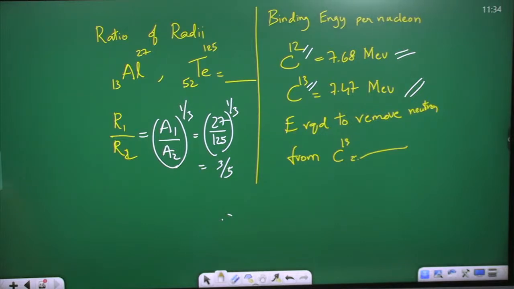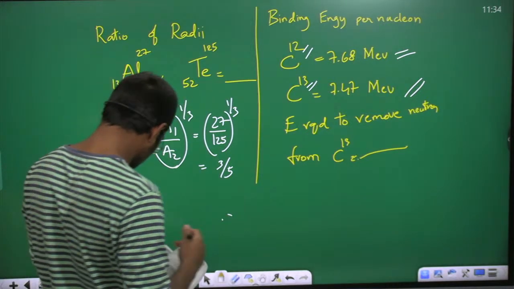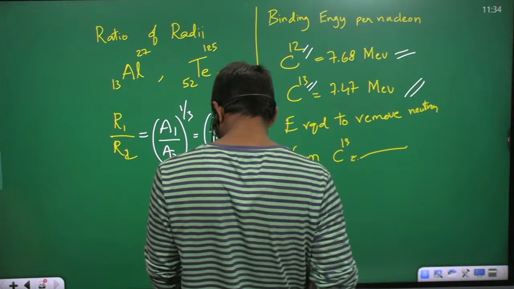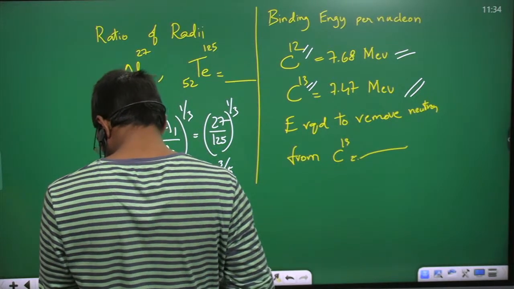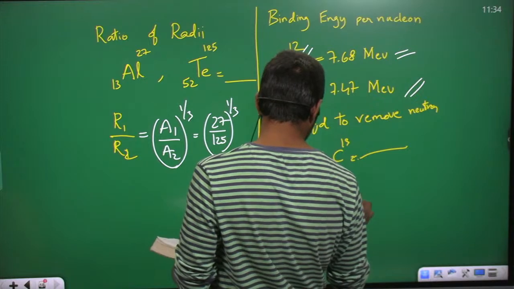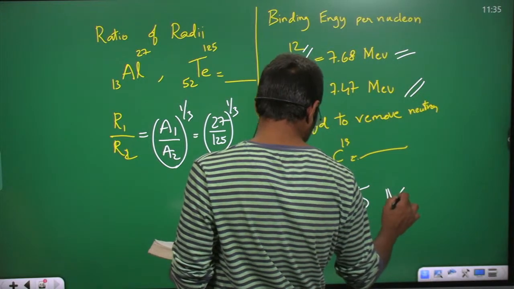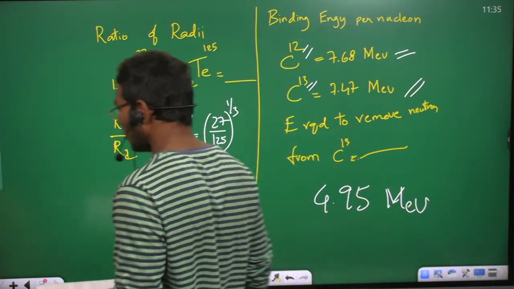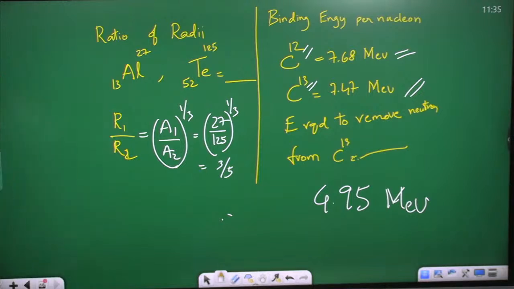So you will be getting around 4.95 million electron volts. Even if you don't know the concept, you can make out from the question. So we will do the last couple of questions and close this session, okay?